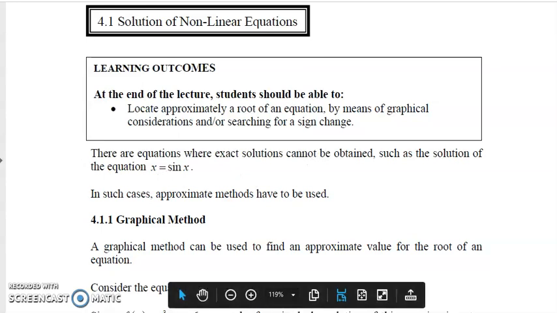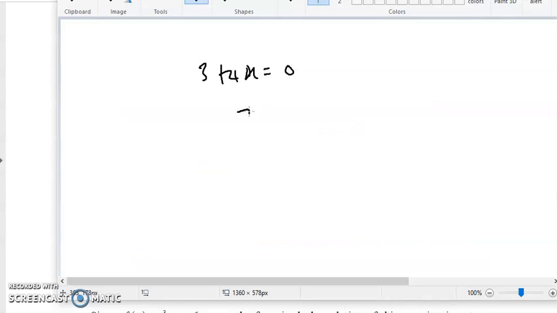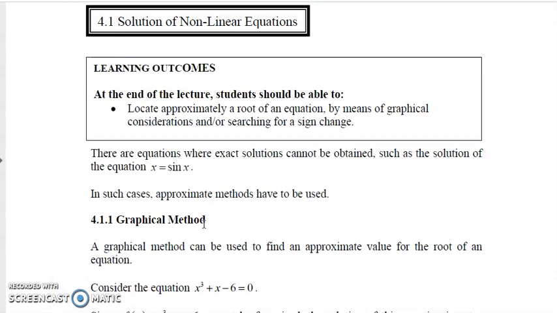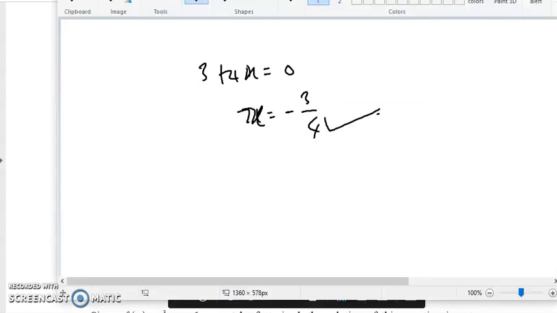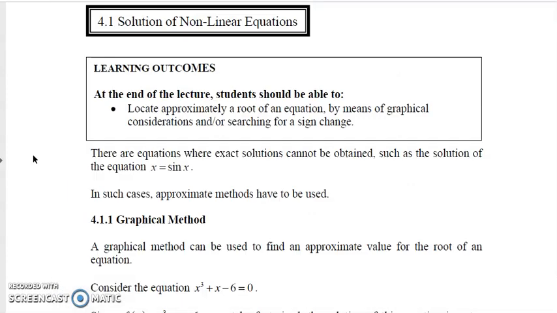As an example, as I just gave, when you have 3 plus 4x is equal to 0, if you want to solve for x, it will be equal to negative 3 over 4. So it is solved. But let's say you have x is equal to sine x. How can you solve that? You need to solve for x, but here we have x is equal to sine x, so you cannot solve this easily. So what can we do? We have other methods to solve this.